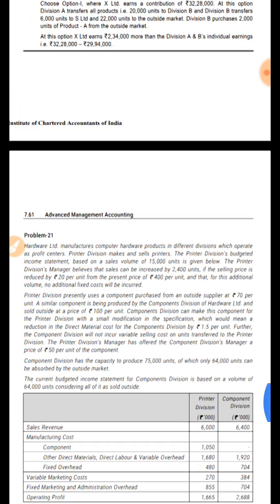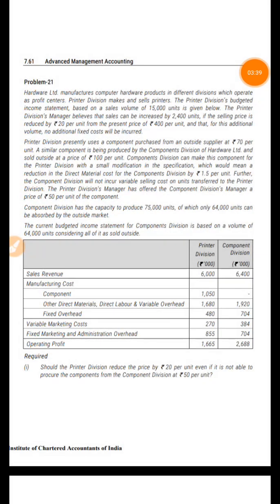So first of all, you should understand the question. Nothing in this question is difficult: one company is there, Hardware Limited. It is manufacturing computer hardware. It's in different divisions and all are operating as profit centers. One of the divisions is the printer division, which is making and selling printers.